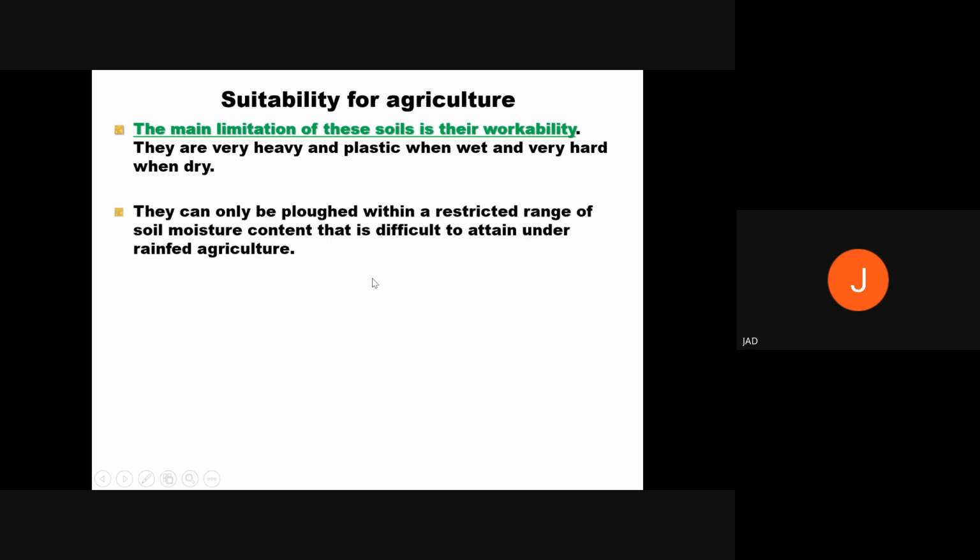Suitability for agriculture, the main limitation of this soil is their workability. They are very heavy, plastic when wet, and very hard when dry. They can only be plowed within a restricted range of soil moisture content. And that is difficult to attain under rain-fed agriculture. Apart from a few thousand hectares that have been developed for irrigation, for example, Asutsuare, Afife, and Tono irrigation projects, the bulk of these soils are rarely cultivated because of this condition, the plastic nature of the soil.